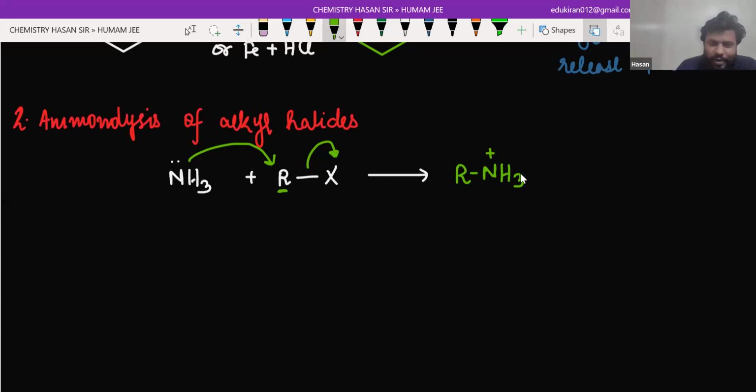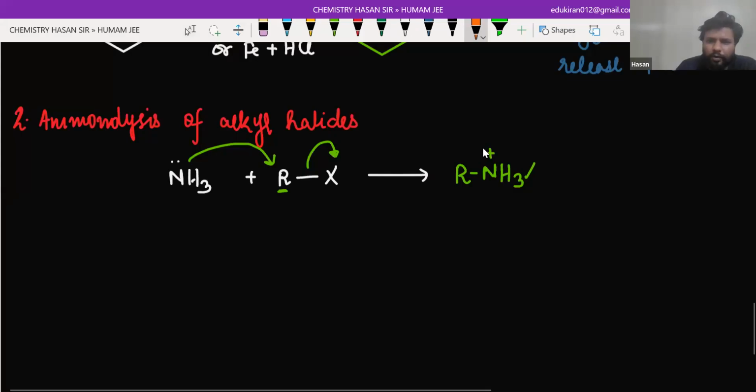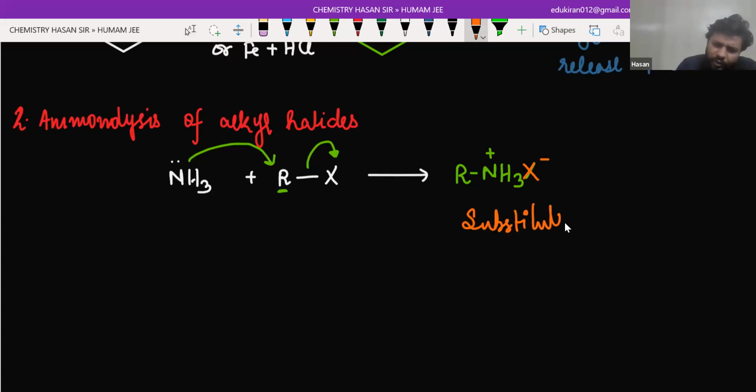But at the same time, X will be negative, which took the electron from R. So there will be an ionic bond between this NH3 positive and X negative. And we call it alkyl substituted ammonium salt. See how the reaction is going to proceed.